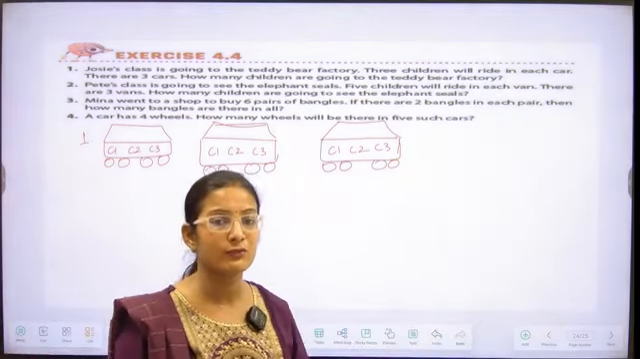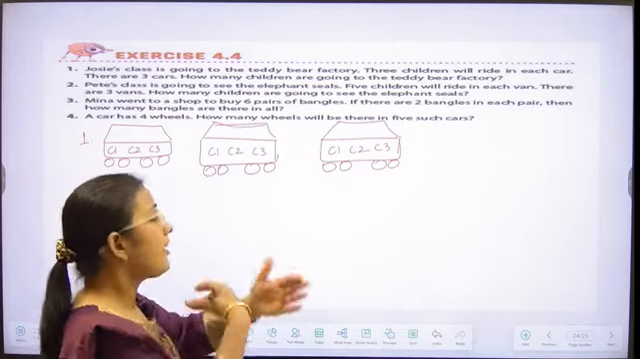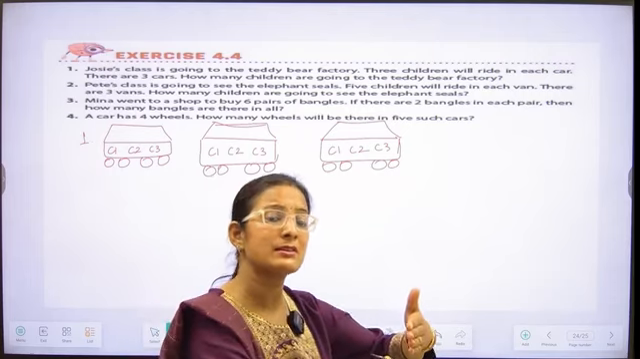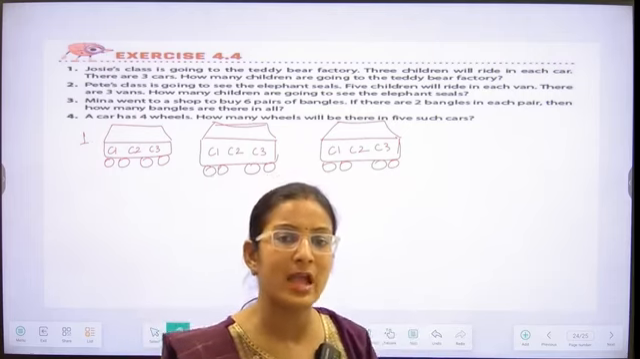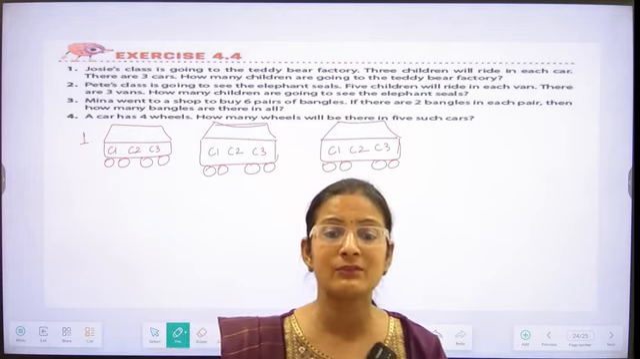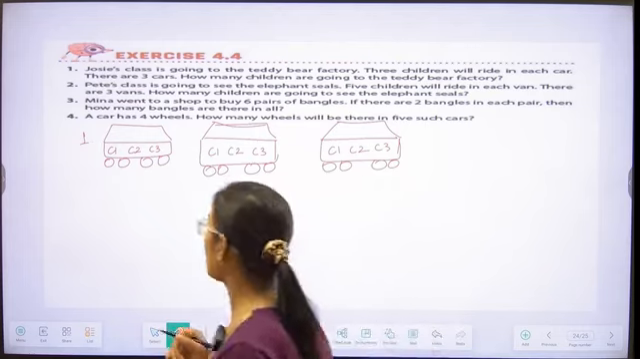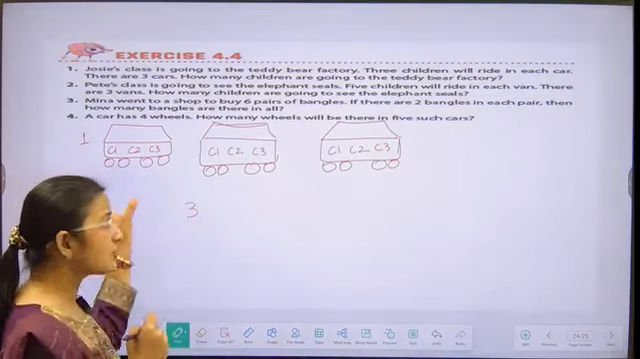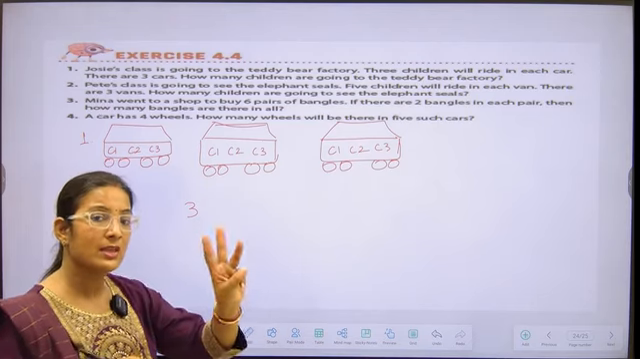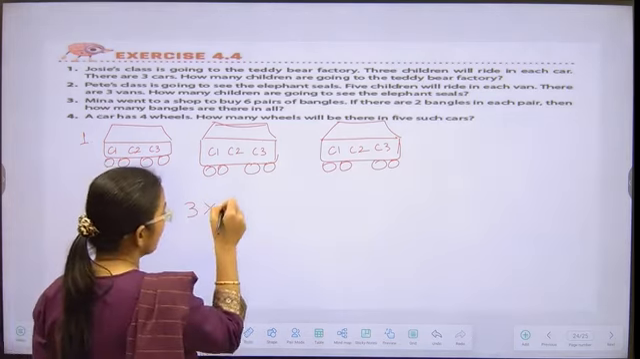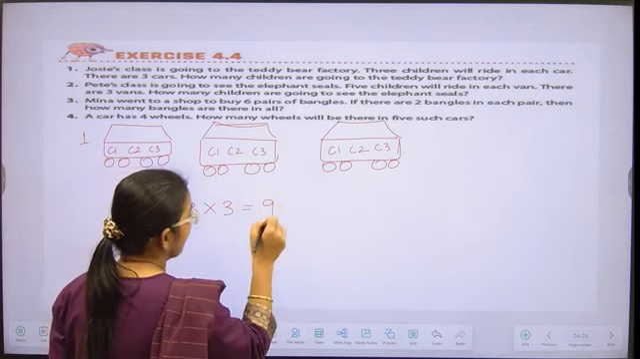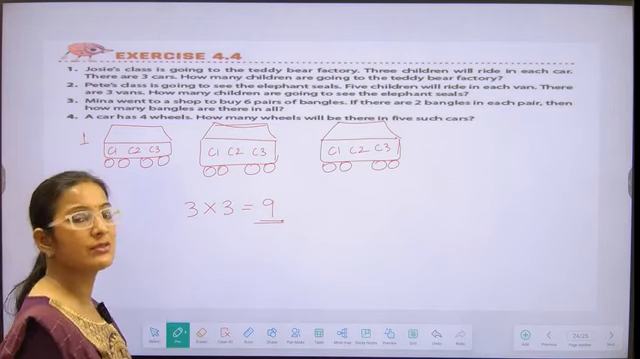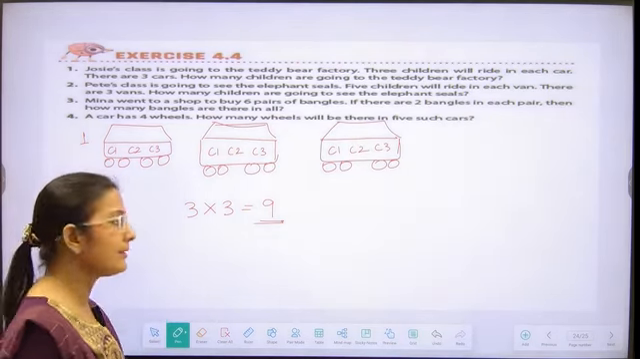For that, what we have to do, we are going to add the equal number again and again repeatedly. So student, we have to do the multiplication for that. Let's do it with me. So how many cars are we having? 3 cars. And in each car, how many children? 3 children. So what can we do? 3 multiplied by 3. We get 9 children. So what can we say? 9 children are going to the teddy bear factory.